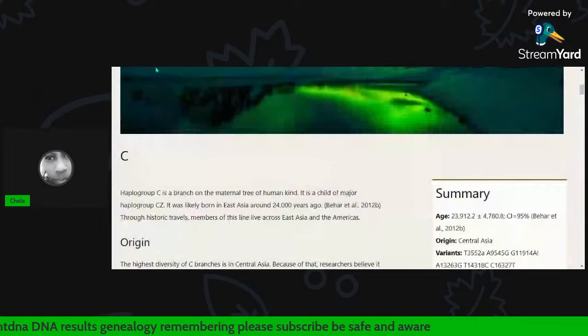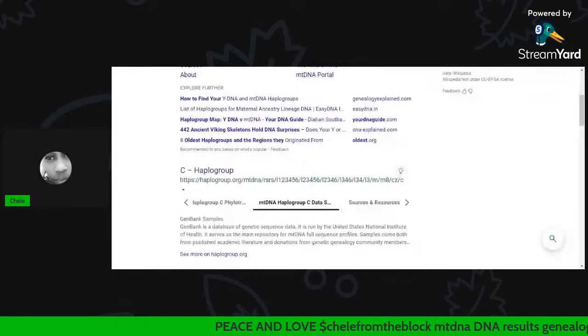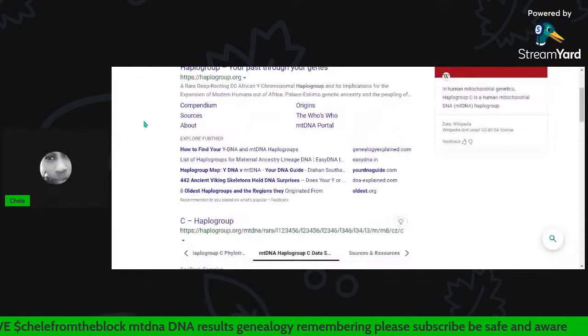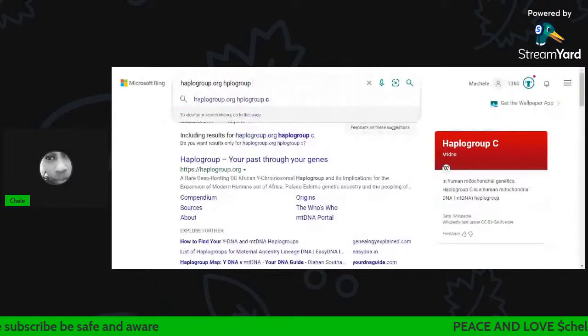Okay, so I want to go back. So we did HV, Eurasian, G is East Asian, C is East Asian and Americas. I'm not even going to leave that out. So now we want to do haplogroup.org. 1, 2, 3, 4, 5. We got the next part. Let's go to haplogroup W.